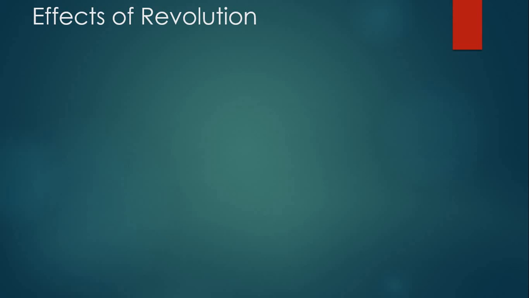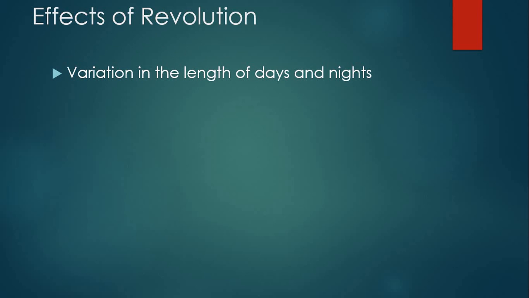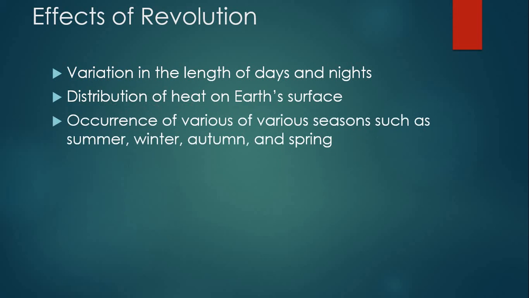Effects of revolution. Variation in the length of days and nights. Distribution of heat on Earth's surface. Occurrence of various seasons such as summer, winter, autumn, and spring. Here I come to the end of the explanation. In my next lecture, I will make you understand the reason behind the occurrence of different types of seasons.